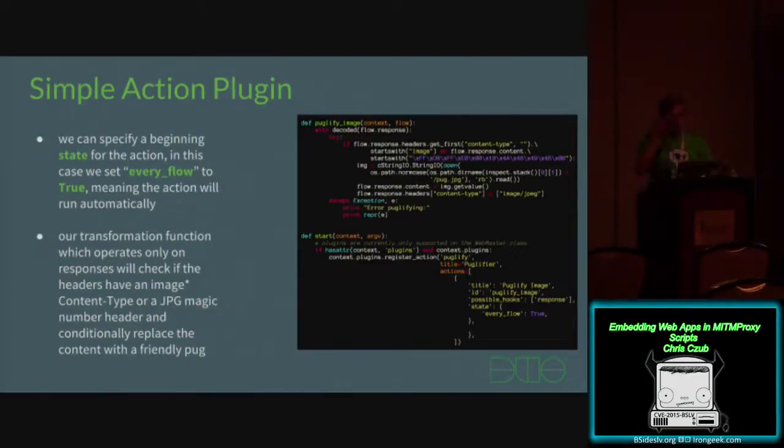And then you can also specify a beginning state for the action. In this case, we're specifying every flow as true, which means that it'll come pre-configured to run against any flow that passes through it as soon as you start up MITMProxy. And then our actual transformation function is pretty straightforward. Basically, we just check the content type, see if it looks imagey. And then also, because web developers are terrible, they don't always use content types. So we also just check for a JPEG magic string. I mean, you could make it way more robust. I just do this as a proof of concept. Then, grab our pug image and replace the contents with it, and call it a day.